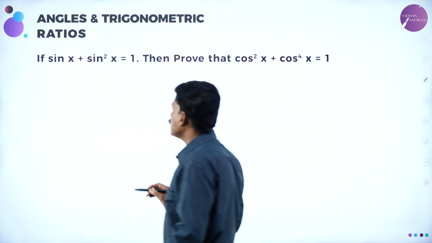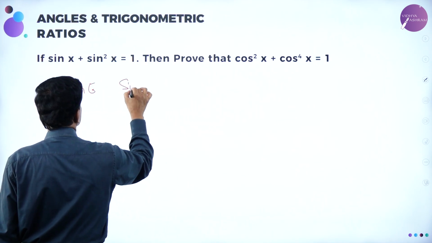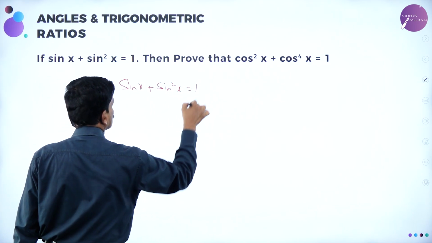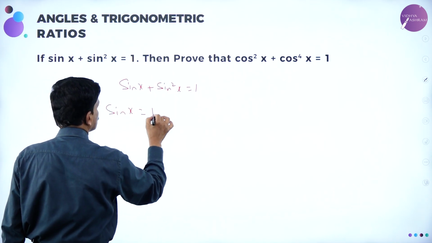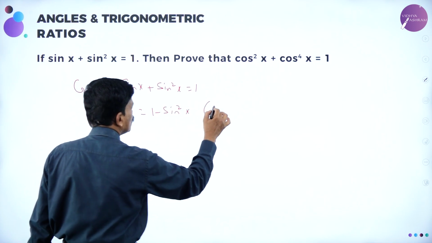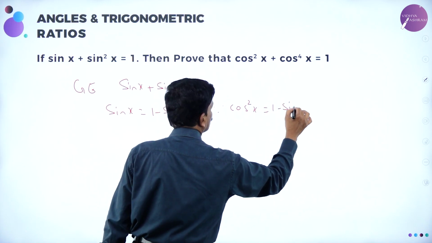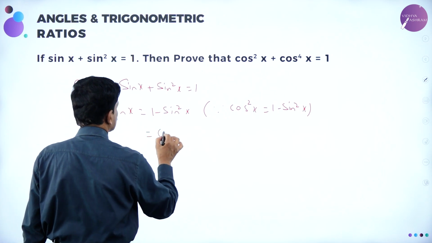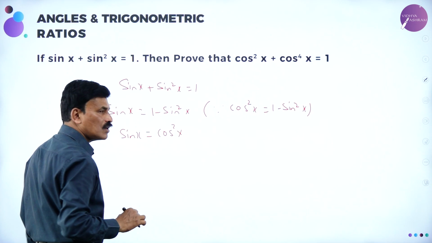That's it. Now what is given? The given equation is sin x plus sin square x is equal to 1. Now you just keep sin x here itself and transfer plus sin square x to the right hand side, it becomes 1 minus sin square x. Since we know cos square x is also equal to 1 minus sin square x, so what is 1 minus sin square x? This is cos square x, right? So sin x is also equal to cos square x.